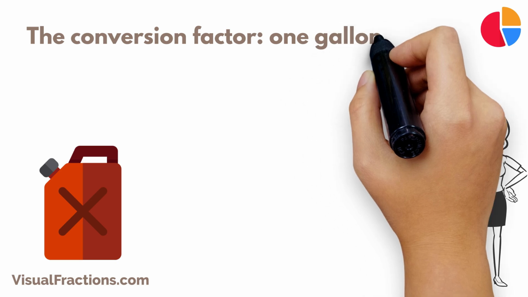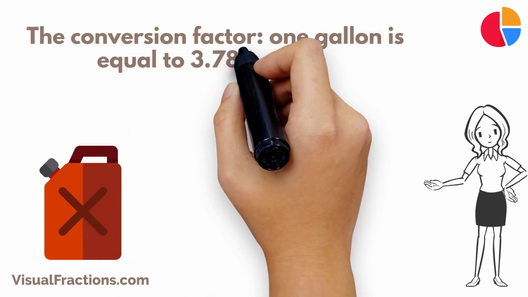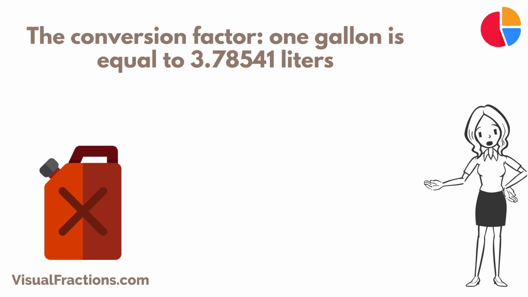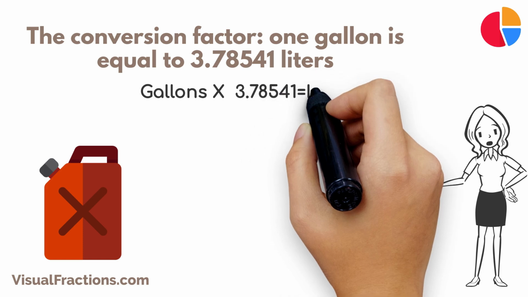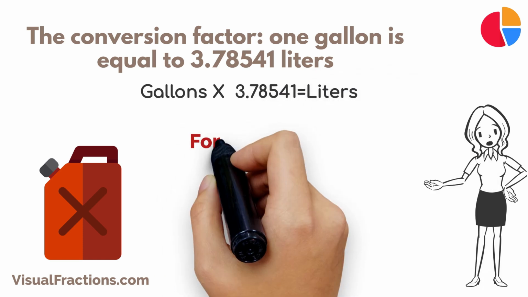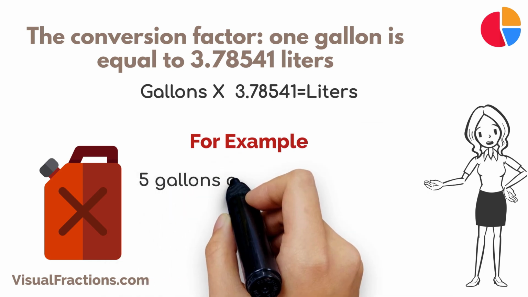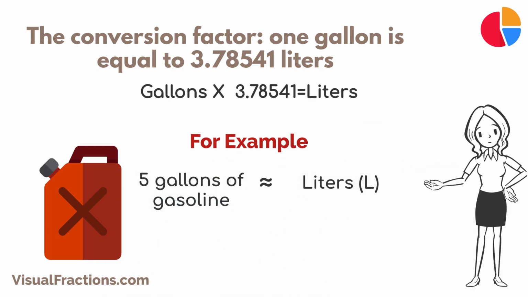1 gallon is approximately equal to 3.78541 liters. To convert gallons to liters, simply multiply the number of gallons by this conversion factor. For example, suppose you have 5 gallons of gasoline to convert to liters.